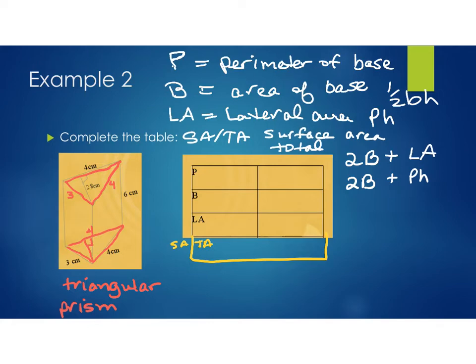Let's fill it in. So again, for perimeter, remember you're going to add up all the sides. The 3 sides of my triangular base have lengths of 3, 4, and 4. So 3 plus 4 plus 4 is 11 centimeters. The area of the base, again, is a triangle in this shape. So 1/2 base times height. So 1/2, and my base is 4. And you can see the height over here.